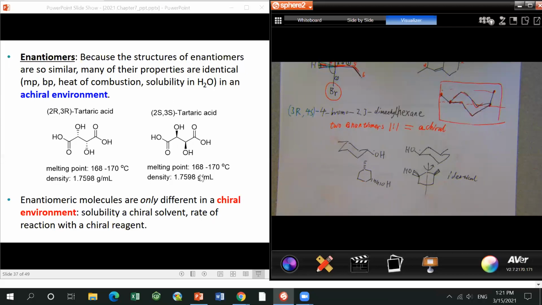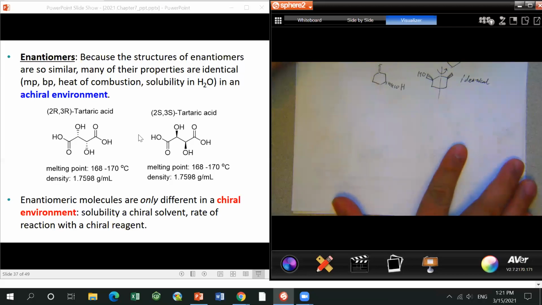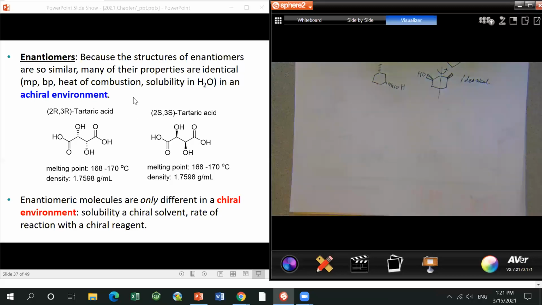So for enantiomers, it's very challenging to distinguish the two, because they have very similar structures. If you really want to distinguish them, you have to put the two enantiomers in a chiral environment. For example, we can use a chiral solvent, so they may have different solubility, or use a chiral reagent to react with both, so they may have different reaction rates. To distinguish two chiral molecules, we can also use a special instrument called a polarimeter.